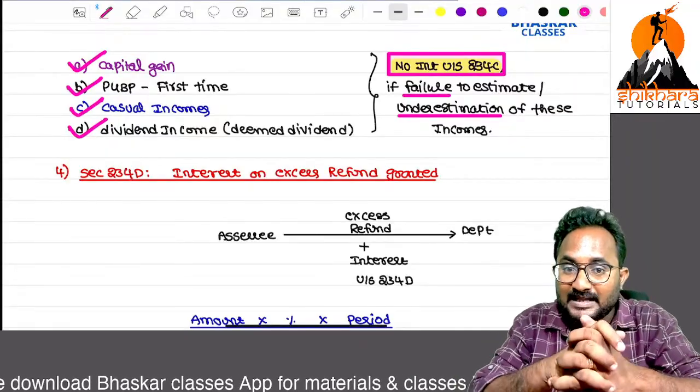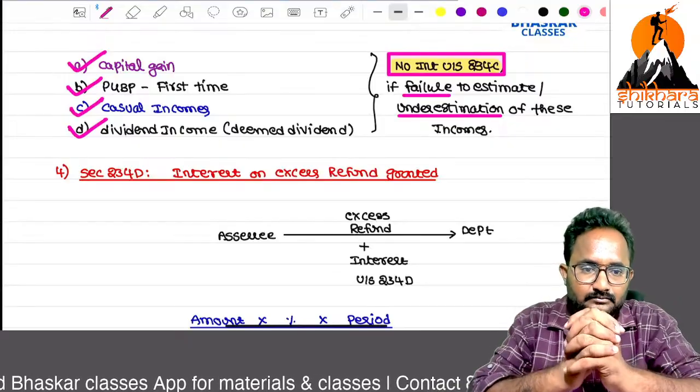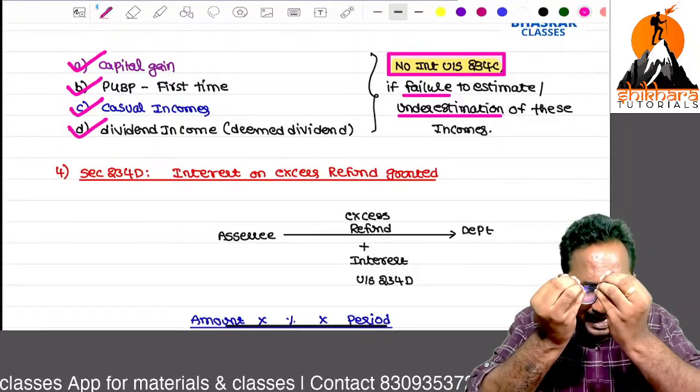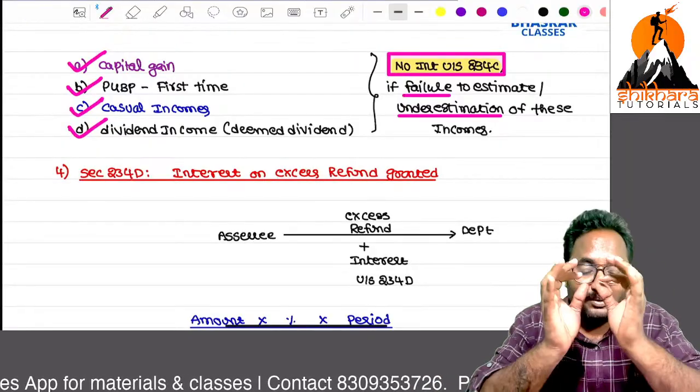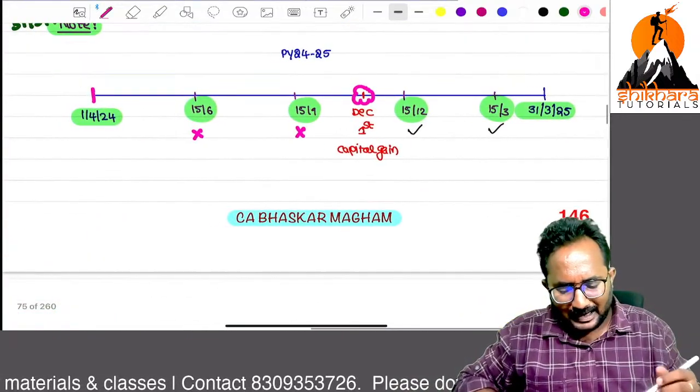No need to pay the 234C interest. Remember, failure to estimate, okay. No, underestimate, okay. But no need to calculate 234C. Because in December, I got the capital gain.